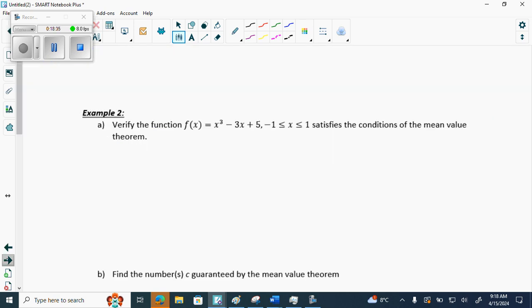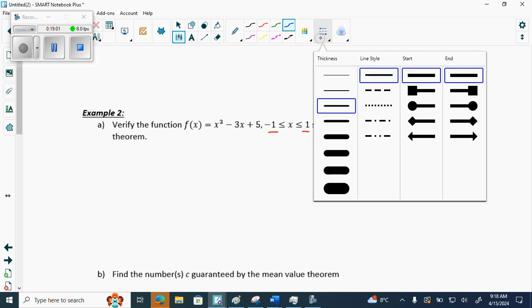It says verify the function f of x equals x cubed minus 3x plus 5 satisfies the conditions. There are two conditions in order for the mean value theorem to work. It has to be continuous, and it has to be differentiable. So it has to be continuous on the closed interval, and differentiable on the open interval. And what are the values we're using? These two, because they gave us the values. So we have to verify.